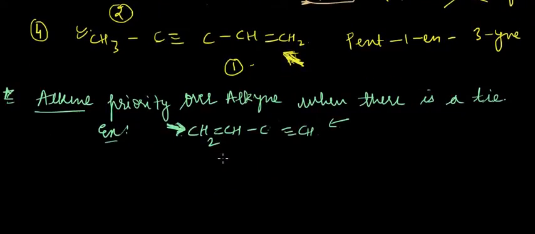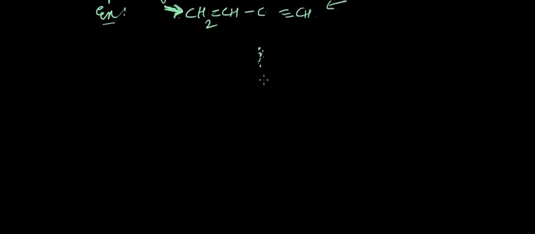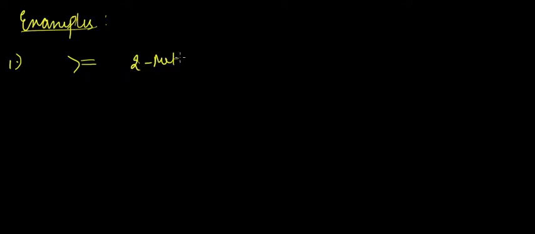Okay, so let us actually do some practice over the nomenclature of alkene and alkyne. So examples, you have to write the nomenclature of these compounds, IUPAC name. So this would be simple 2-methylpropane.